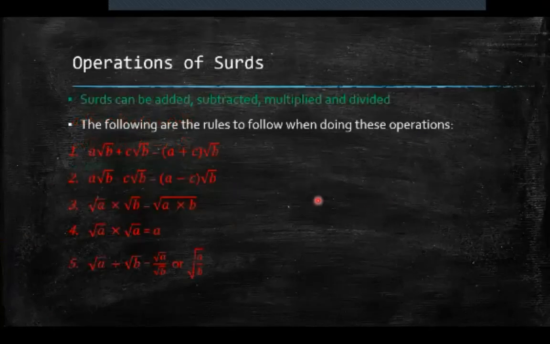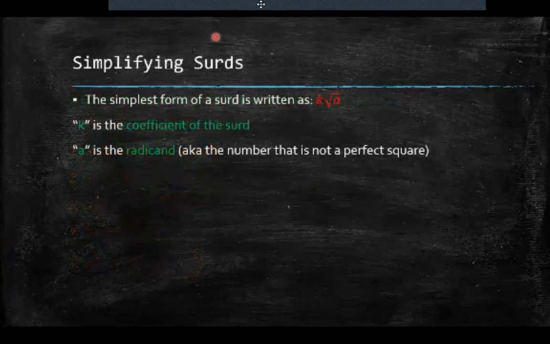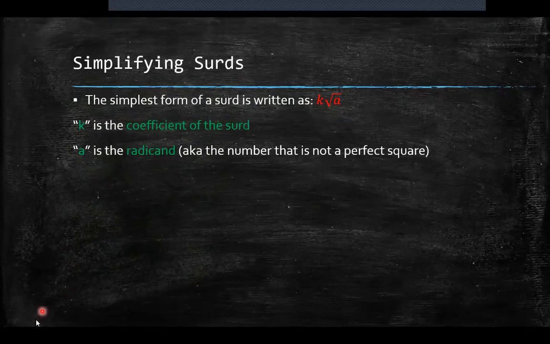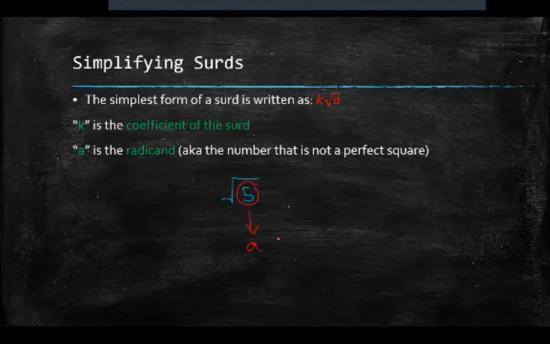Just going back to this slide. No, next slide. We said that the radical is A. A is the number we find under the square root symbol. So whatever number is under the square root symbol, that's my value of A. So say I have the square root of 5, the number that comes under the square root symbol, that is A, which is also known as radical.